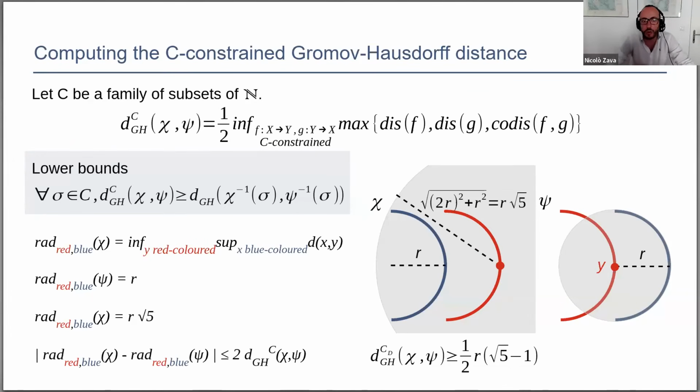Now you can show, with a bit more generality, that this idea of circumradius is stable with respect to this chromatic Gromov-Hausdorff distance, the C-constrained Gromov-Hausdorff distance. And so again, you can use it to bound the C-constrained Gromov-Hausdorff distance from below. This is 1/2 the difference between the two circumradii.